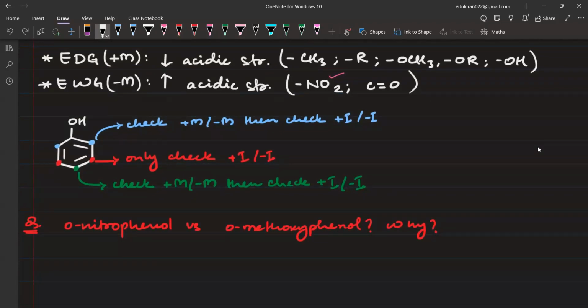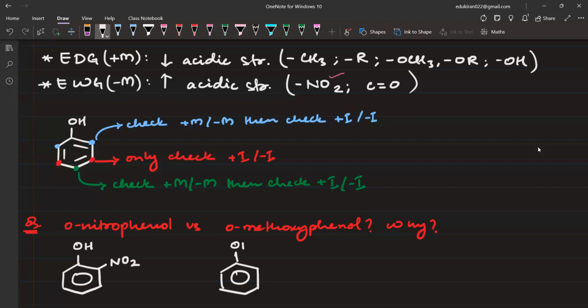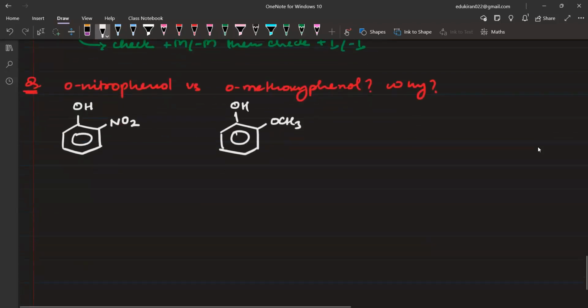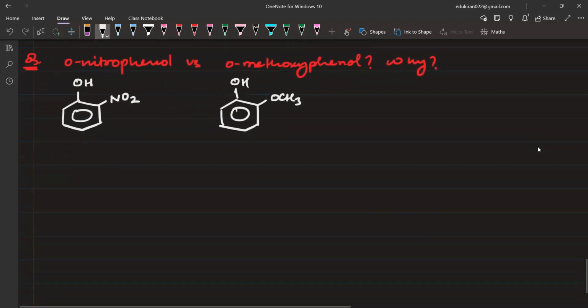First of all, I will make O-nitrophenol, and the structure is also important, you should know the structure. So you have OH here and the nitro group on the ortho position, that is NO2. And O-methoxyphenol is a benzene ring with an OH group and OCH3 in the ortho position. Now tell me, NO2 is what? Plus M or minus M? I think it is there in your notebook now. Tell me guys, NO2 is what?